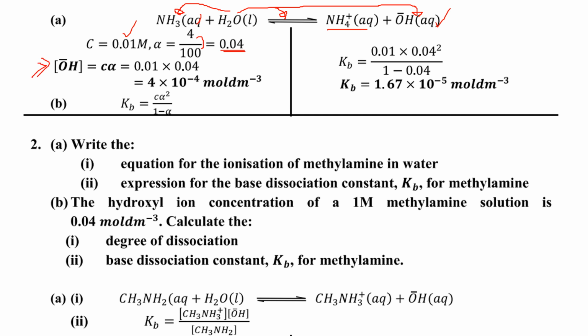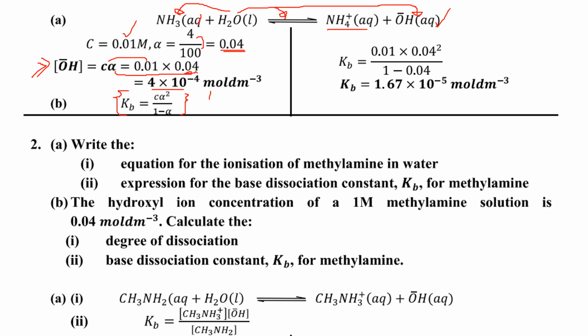So molar concentration of hydroxyl ions is equal to C alpha. Concentration is 0.01, and alpha, or degree of dissociation or ionization, is 0.04. Multiplying, you end up with 4 × 10^-4 moles per decimeter cubed. Now here, we are supposed to calculate Kb, and the expression for calculating Kb is given as follows.